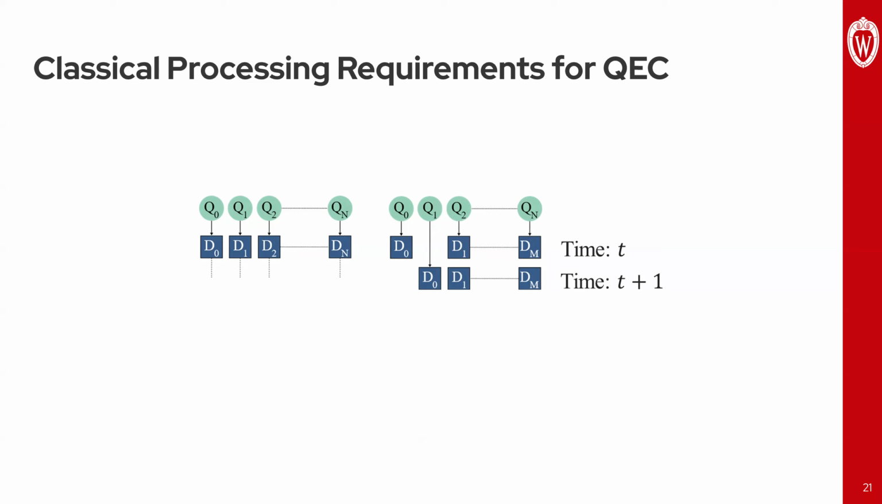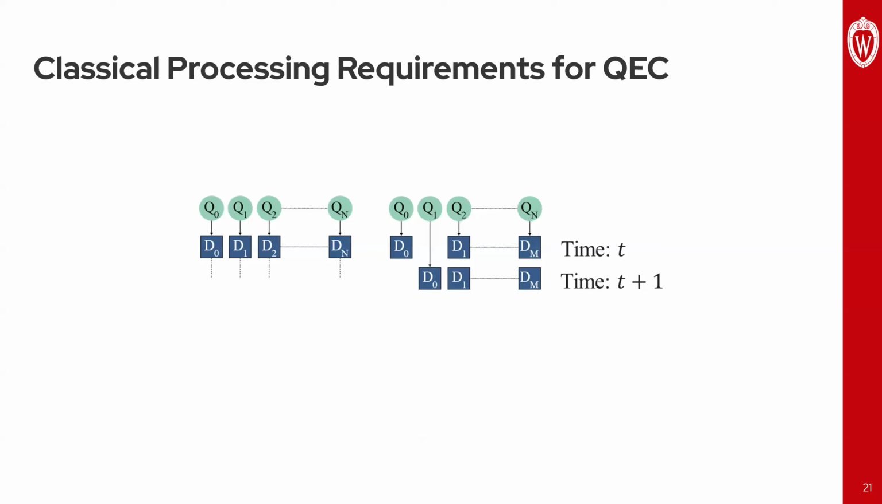Now, how you allocate a decoder to a qubit is very similar to traditional operating systems, where you have a limited number of CPUs in your system, and you want to construct a scheduling policy that allocates processes to all those CPUs.